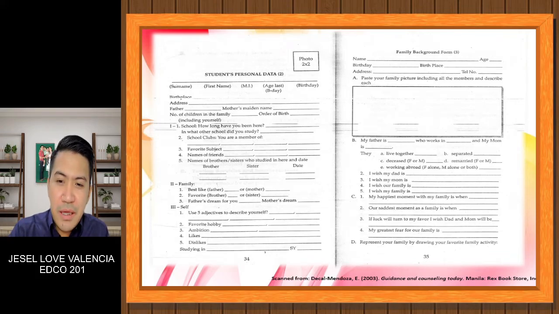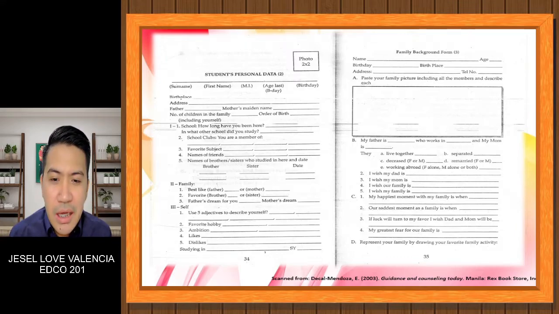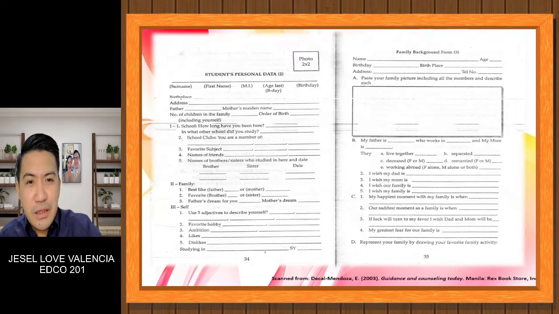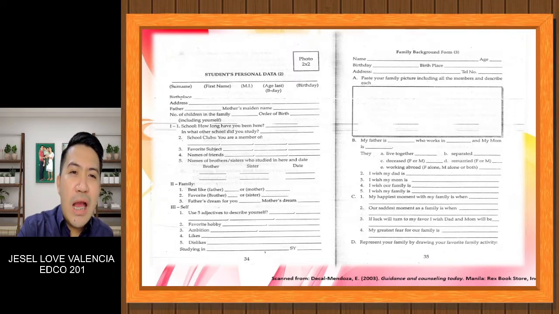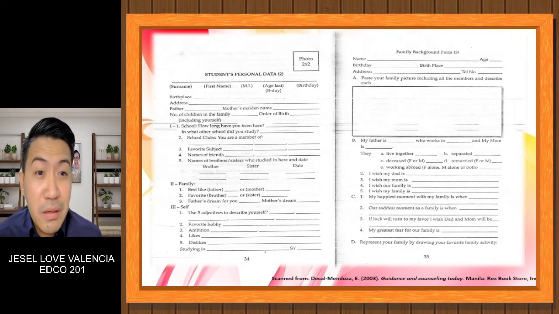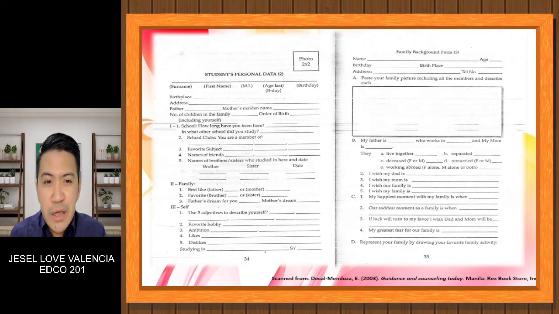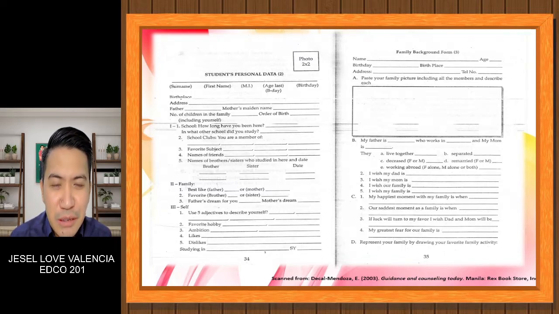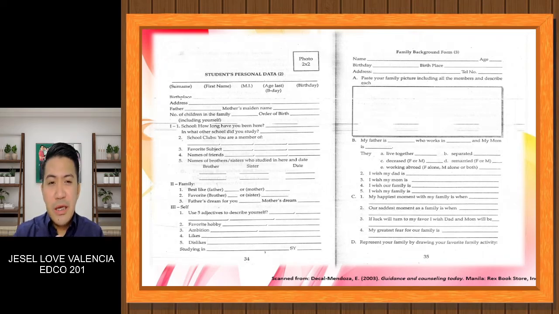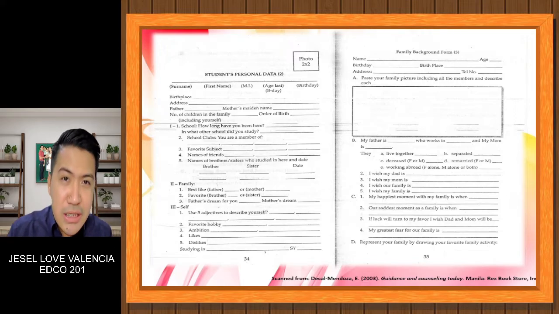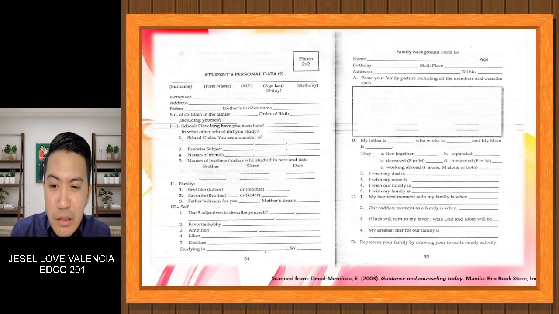And then self-concept here, 5 adjectives to describe yourself, favorite hobby, ambition, likes, dislikes. And then here in the family object, so yung ginagawa dito, paste your family picture including all the members and describe each. So yung nagawa na namin to ng aming group sa ating class sa self-concept, self-identity, because hindi lahat ng mga mag-aaral ay dala nila yung picture. Hindi naman siguro ina-announce, okay, this week we will have an individual inventory. Yung kadalasan kasi sa individual inventory during enrollment. Okay?